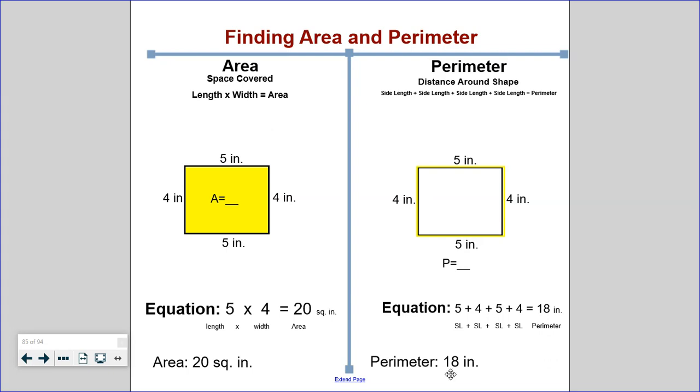Notice, when we find the area, our answer is always going to be square units, square inches, square miles, square yards. When we find the perimeter, our label is just the unit because it's a length, it's a distance.